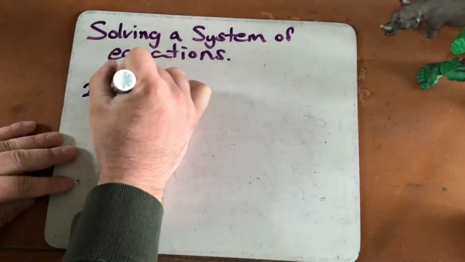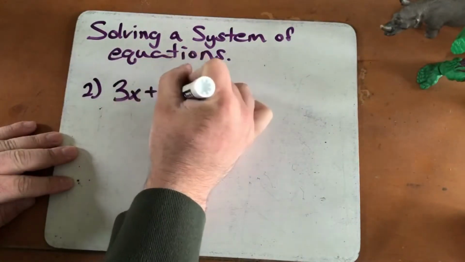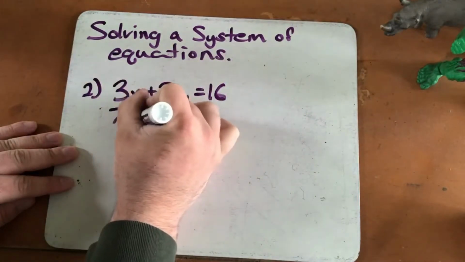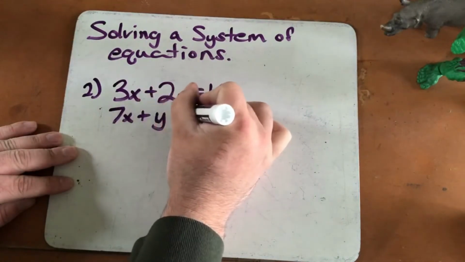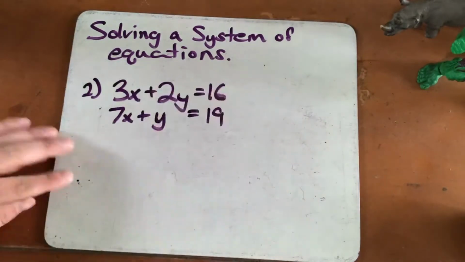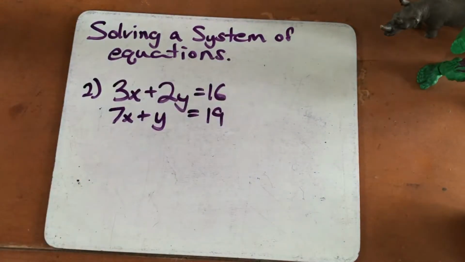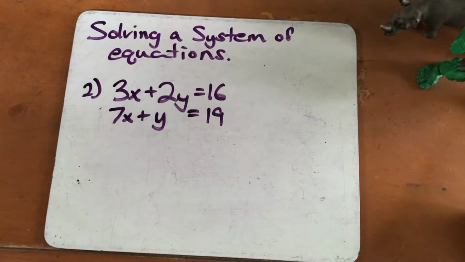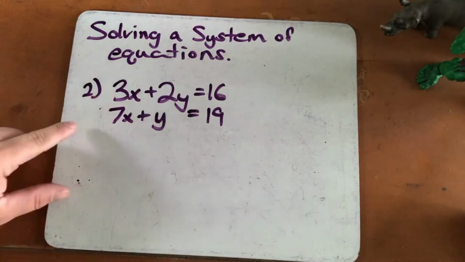For my next example, we have 3x plus 2y equals 16, and we have 7x plus y equals 19. Now, notice the difference between this one and the problem we just did. The problem we did before, they were written as y equals. They were written as an equation that I would put into Desmos or a calculator. So we need to make sure that we solve both of these for y. Let's start with the top one.